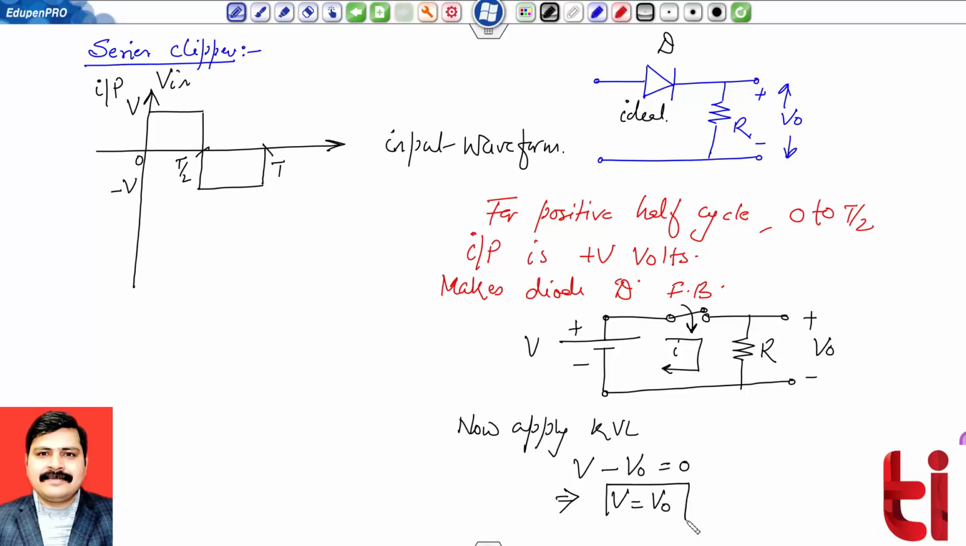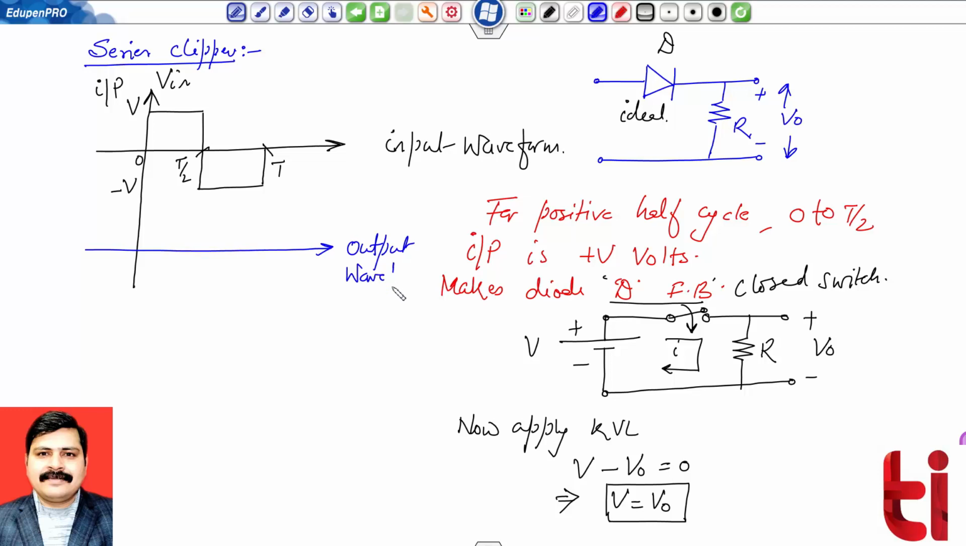So for the positive half cycle, what we have seen is that my diode D is forward biased, so it is replaced by a closed switch, and we will have the output voltage the same as that of the input. So I can draw the output waveform over here, and it will be the same as the input. So I have drawn this as my output V0, plus V. So from 0 to T by 2, the output signal is there.